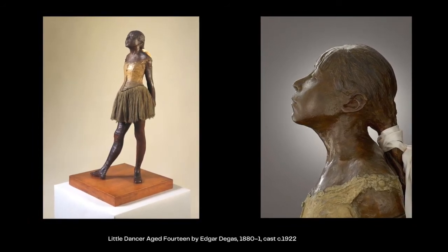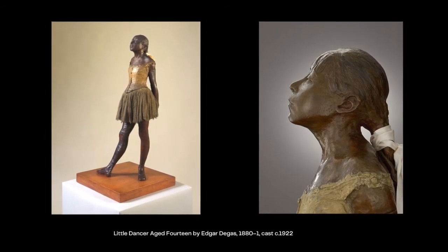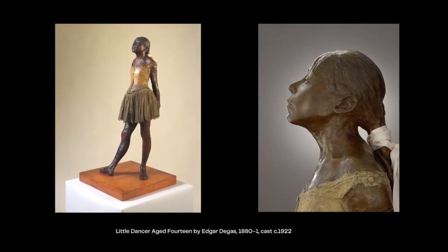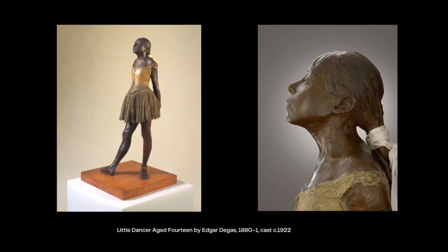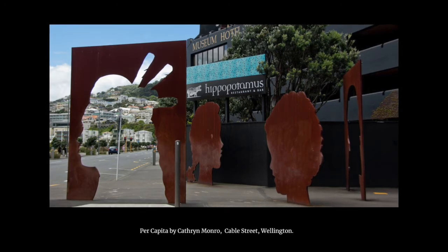simply Little Dancer. There is an example of this here in Wellington in the sculpture Per Capita by Catherine Munro outside the QT and former Museum Hotel. The girl in profile is not named, but this is a portrait of the artist's daughter.